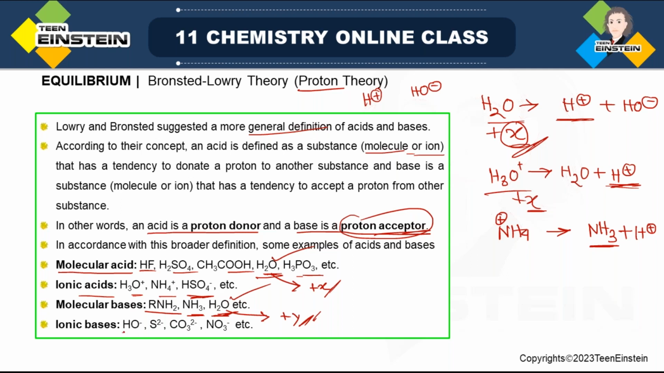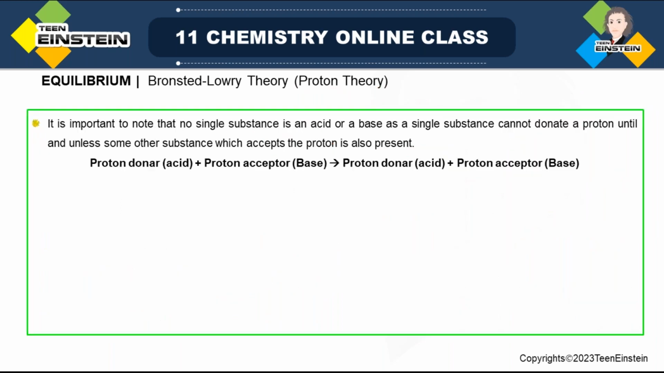Now some ionic bases, look at these examples. HO minus can accept a proton, so that is why it is an ionic base. Then the sulfide ion can accept a proton. The carbonate ion can accept a proton. Mostly we have anions here. So NO3 minus, when it accepts a proton, there must be some proton donor, and it will now produce HNO3. Okay, so now you can see this is a more general theory compared to the previous one, right? So this theory will further extend the discussion.